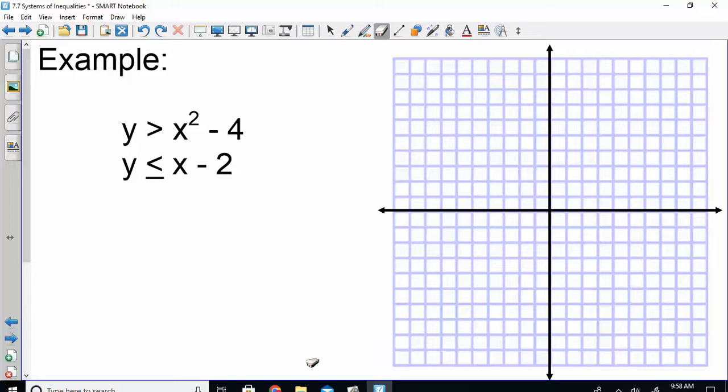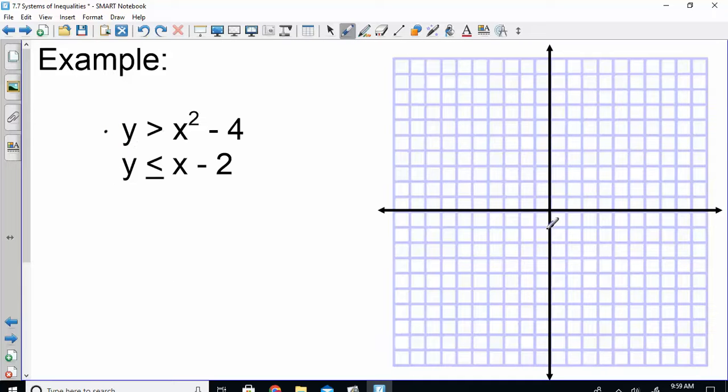Because we've graphed lots of different functions. So we could do something like this. What's that first one? A parabola. A parabola, very good. So if you remember transformations, it's a parabola shifted down 4. If you don't, you can plug in some points.